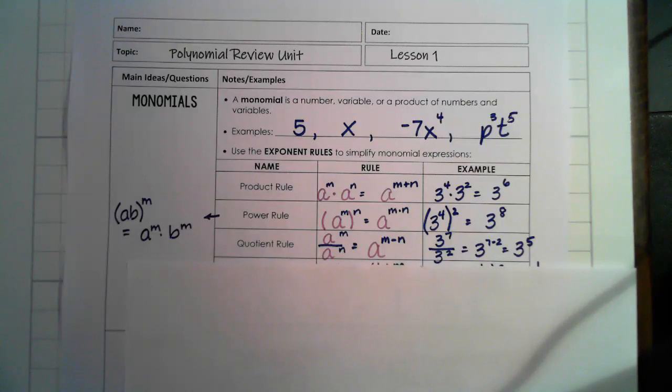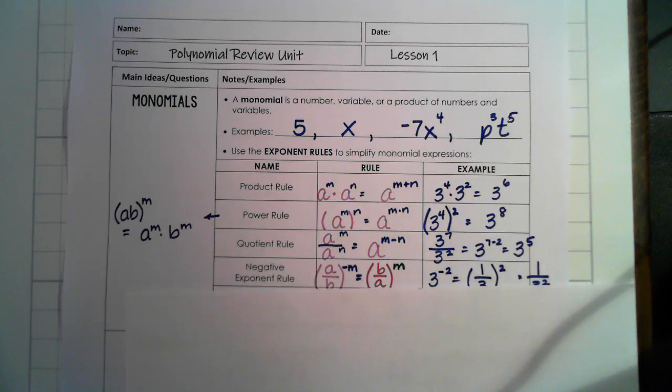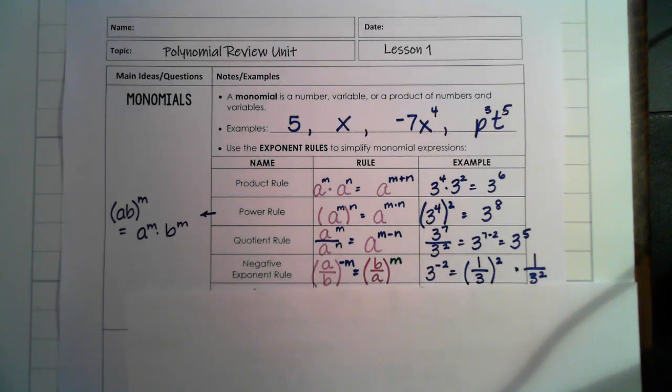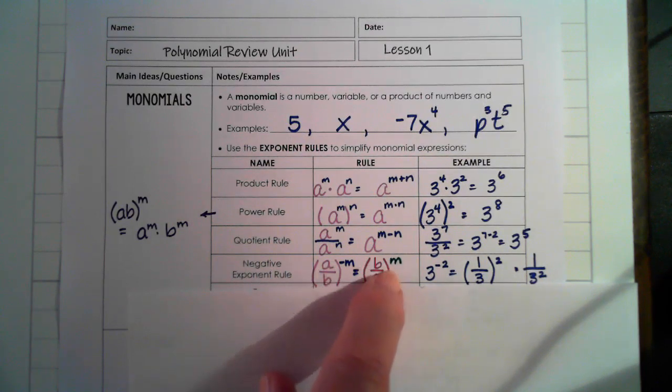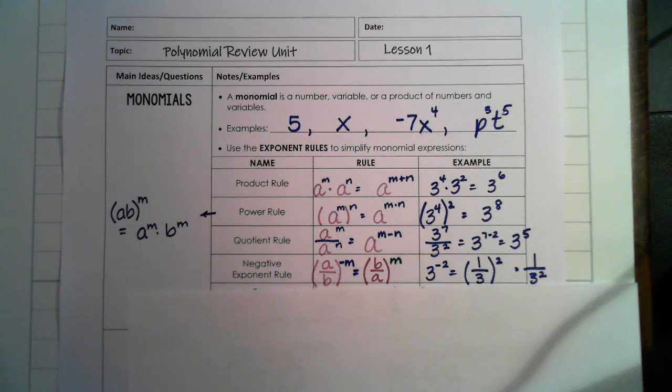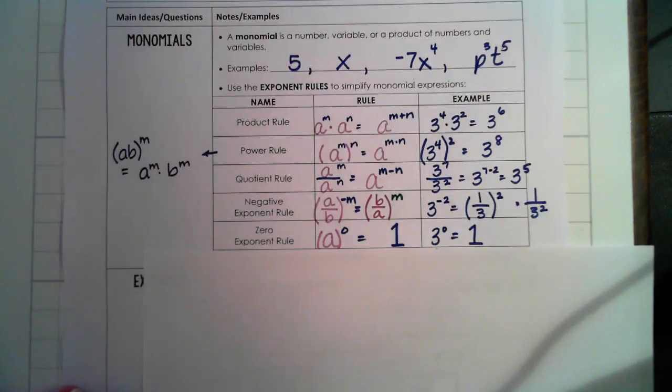The quotient rule: when dividing like bases, you subtract exponents. The negative exponent rule means the reciprocal of. So if I have some base that is a over b, like this would be 5 over 1, then the negative exponent means to flip the base. Instead of a over b, it becomes b over a, and now to the positive m power. Here we have an example of it. The zero exponent rule: anything to the 0 power is 1.